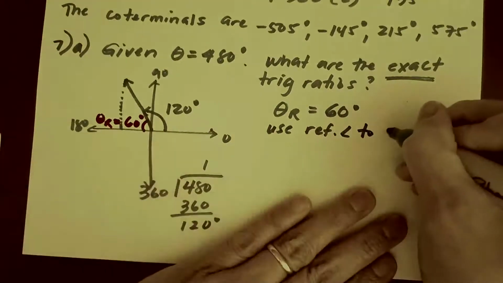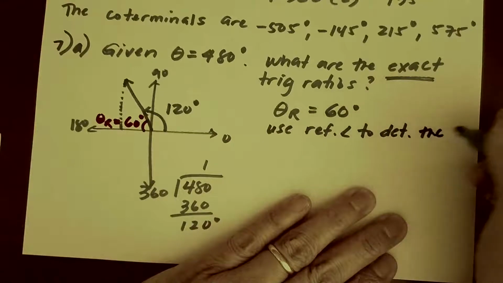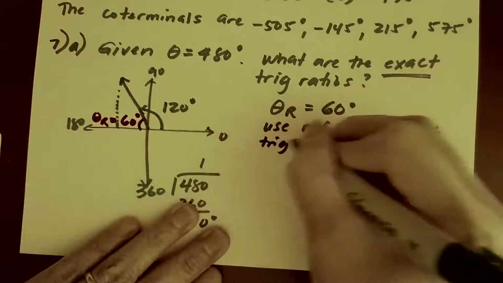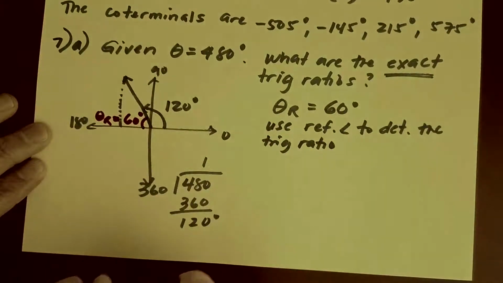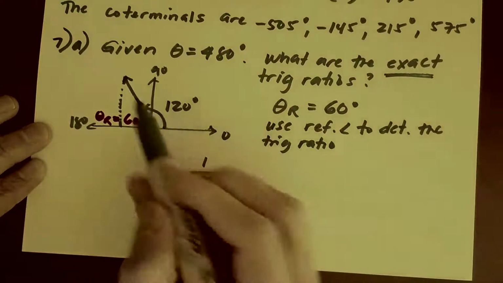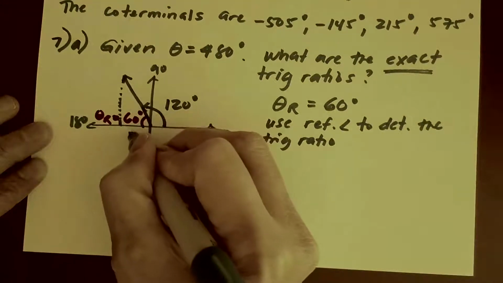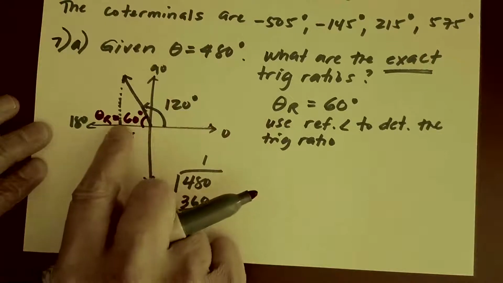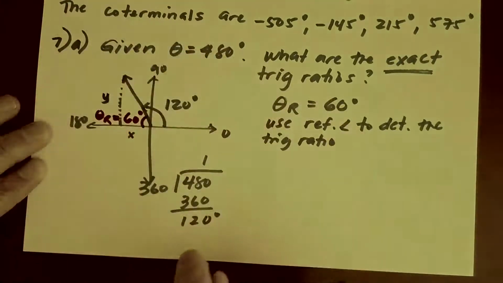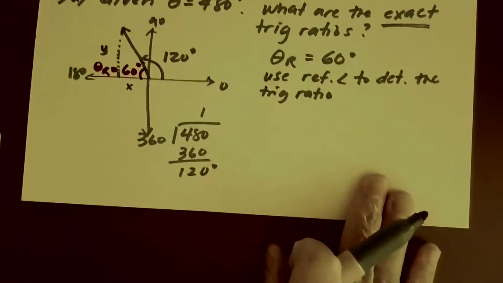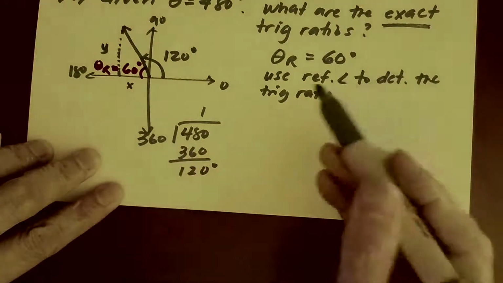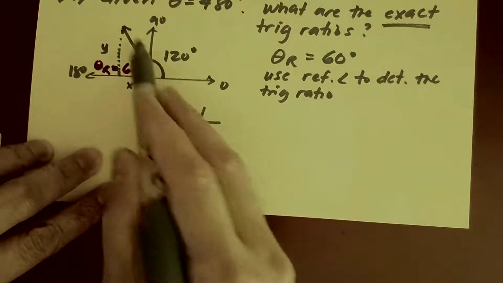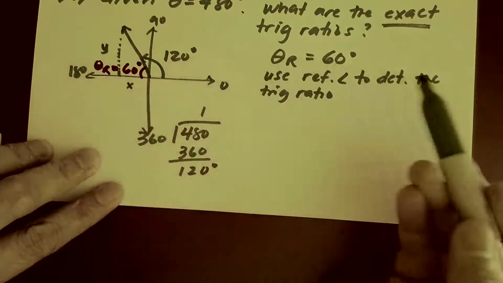to determine the trig ratio. Okay, so this is a special angle that we talked about yesterday. So let's just see what that is. Along the x is going to be the cosine, the y would be the sine, and then from there we can expand the tangent, secant, cosecant, and then cotangent. So in this particular case, we don't need any points on these ones because it's a special angle.